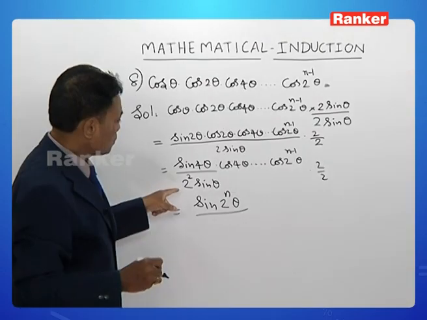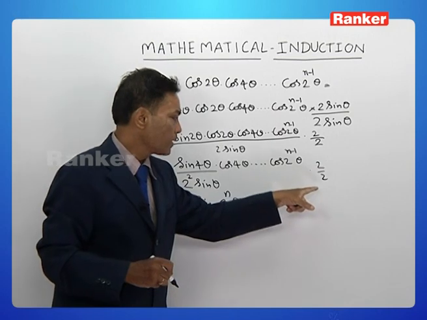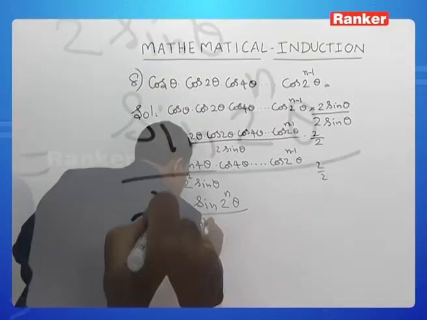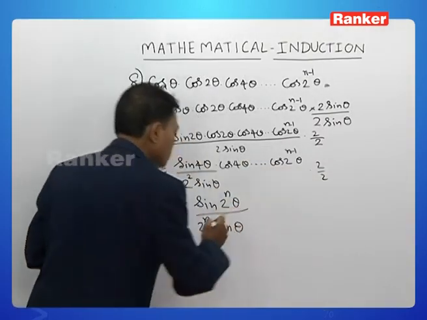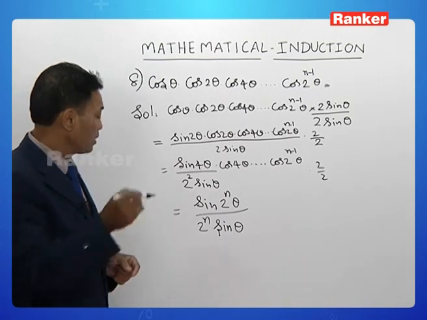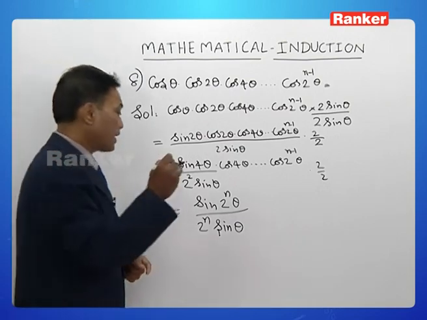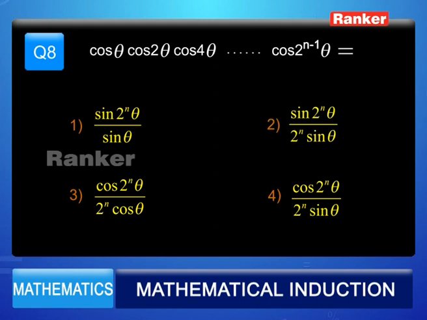In the denominator, 2 square, when you apply sin 2 theta becomes sin 4 theta, so this will go on n times. So 2 to the power of n, and the sin theta will be there till the end. This is your final answer: sin 2 power n theta by 2 power n sin theta. So what is the right option? Yes, second option is right. Second option, sin 2 power n theta by 2 power n sin theta, is the simplification for this.